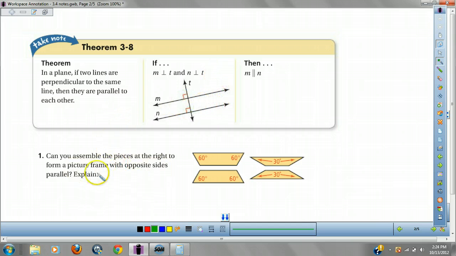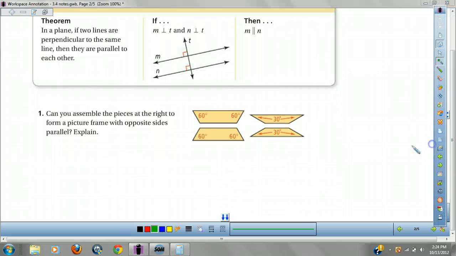Let's take a look at this. Can you assemble a picture frame with these angles where the opposite sides are parallel? What do you guys think? I'm actually going to make this one kind of homework to try on your own. So come in with your solutions. Think about it. We're going to talk about that in class next time we see each other. My big thing is just think about what angle those add up to and draw a picture.